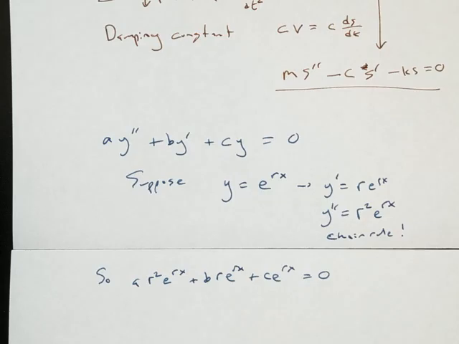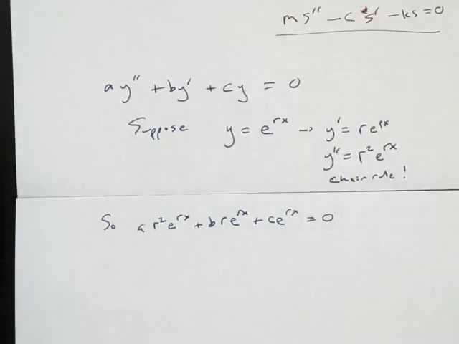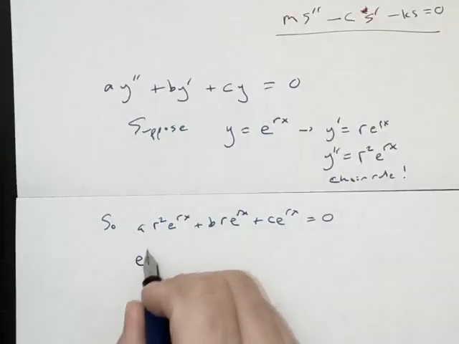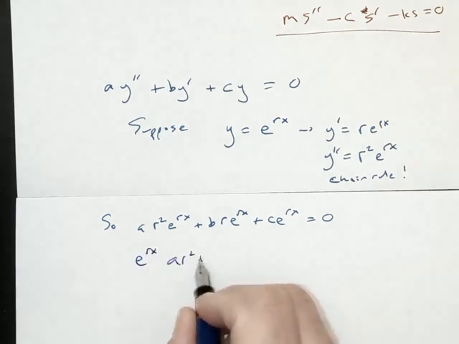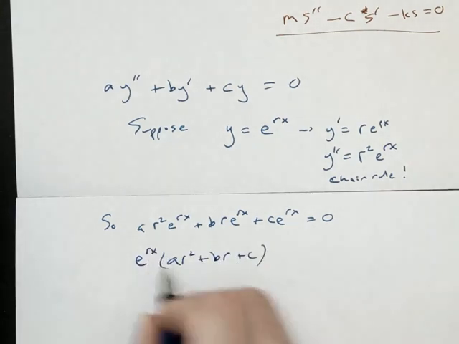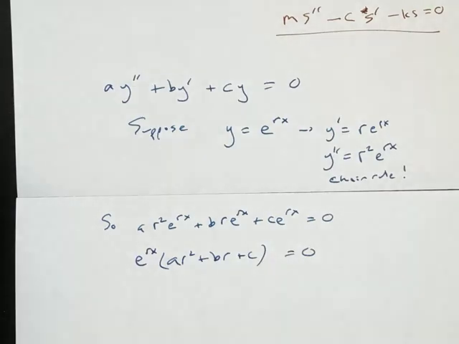And so I get an r squared and y double prime and an r and y prime, which gives me this equation, which I can factor out at e to the rx. But that's equal to 0. Wait a second. That's equal to 0. I'm multiplying things together, it's equal to 0. One of the two pieces has to be 0, right?